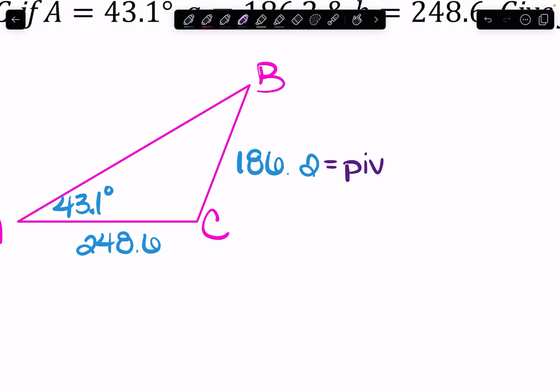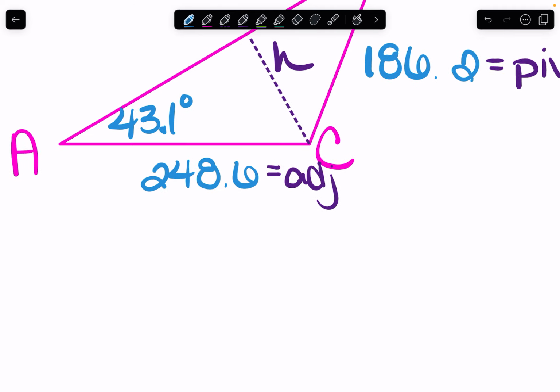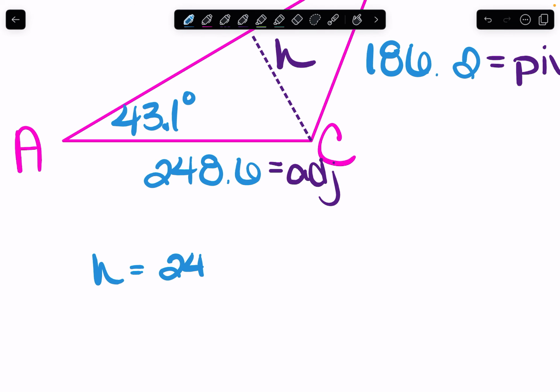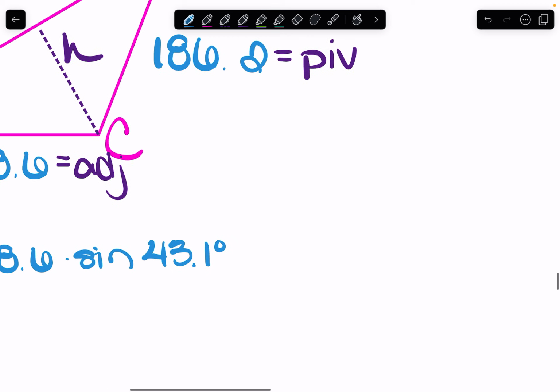All right. This is that side-angle situation, so we need adjacent versus pivot. Angle A is the pivot. This is the adjacent, so the height comes in from that angle between. So this is the height we need to calculate to figure out how many triangles we have. Height is going to be 248.6 times the sine of that angle, 43.1, which gives us a height of 169.862-ish.